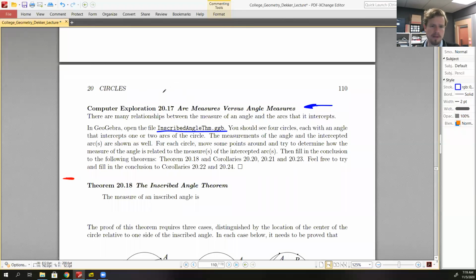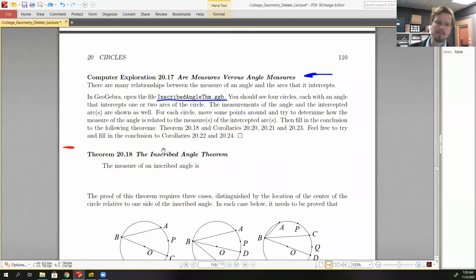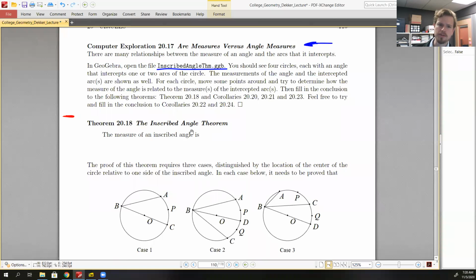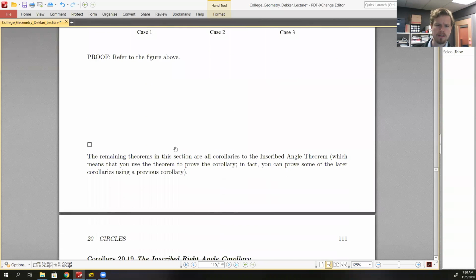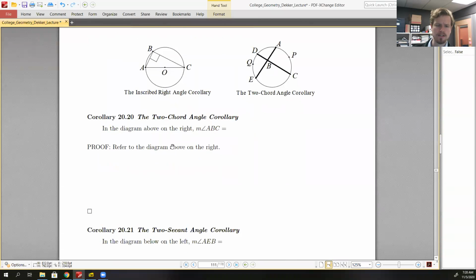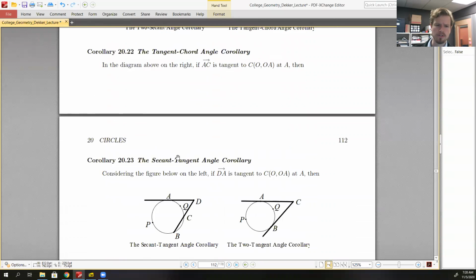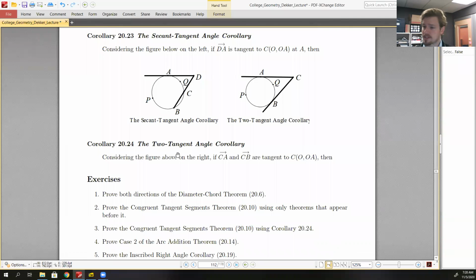As it states here, there are many relationships between the measure of an angle and the arcs that it intercepts. So we want to use GeoGebra to investigate these relationships. These relationships are described in the following collection of theorems. I believe there are 6 theorems here: 20.18, 19, 20, 21, 22, 23, and 24. So that's actually 7 different theorems.